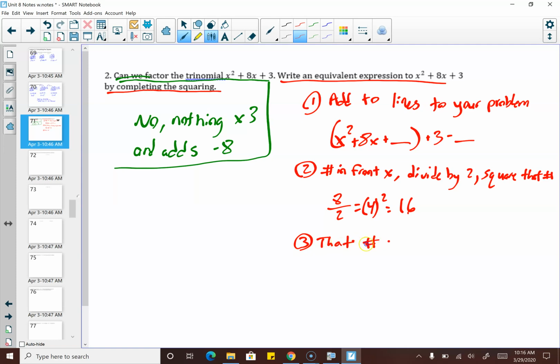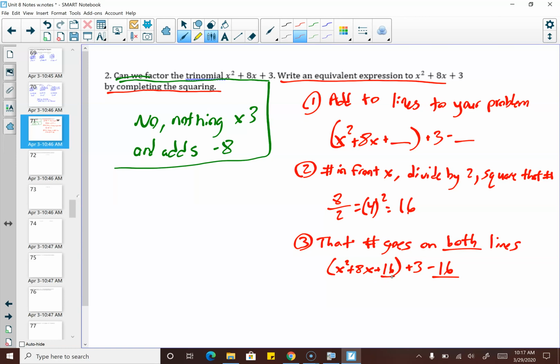So that number goes on both lines. So we get x squared plus 8x plus 16, still in parentheses. And then we are plus 3 and minus 16. So again, that first line is always a plus, that second line is always a minus.